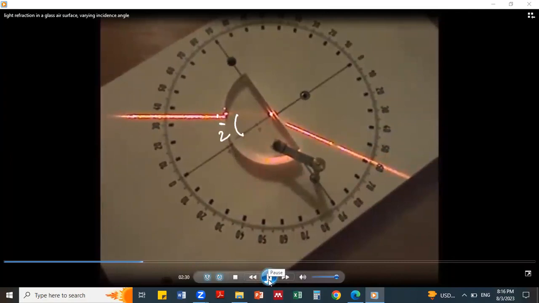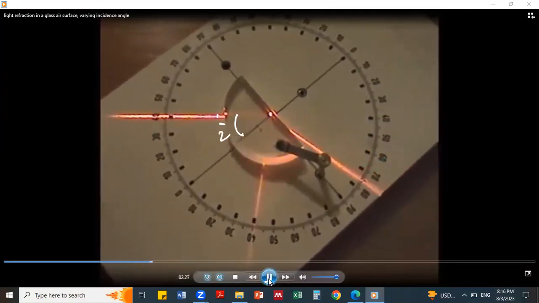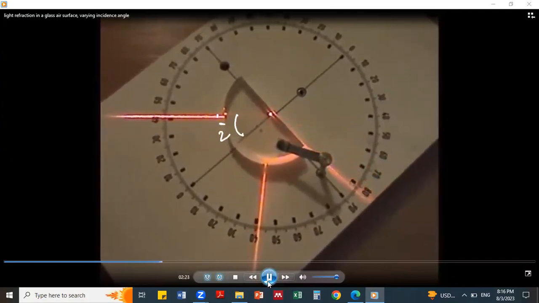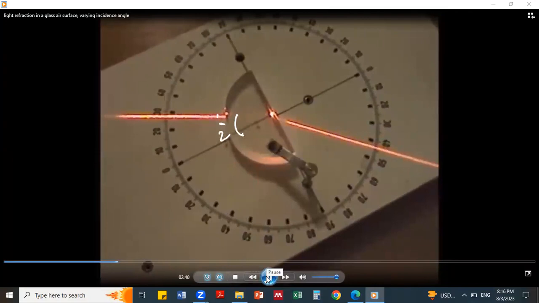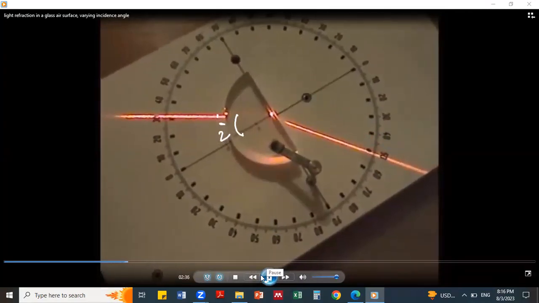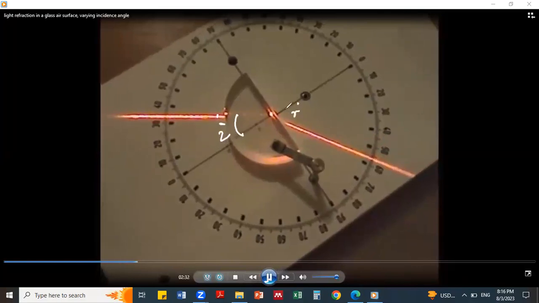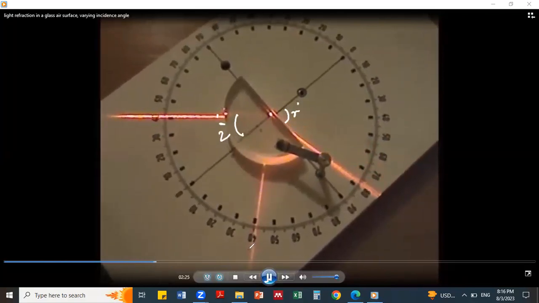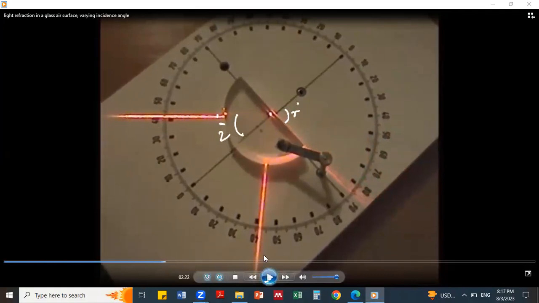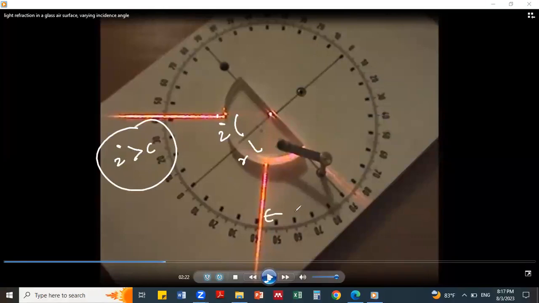Now, you can even try this at home. When I increase, r also increases. So there'll be a time when it travels along the surface. Now this is total internal reflection. Can you see the screen, everyone? So here i equals r. Here i has become greater than the critical angle of glass. So this is total internal reflection.